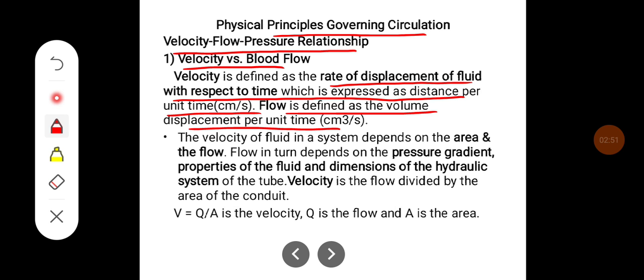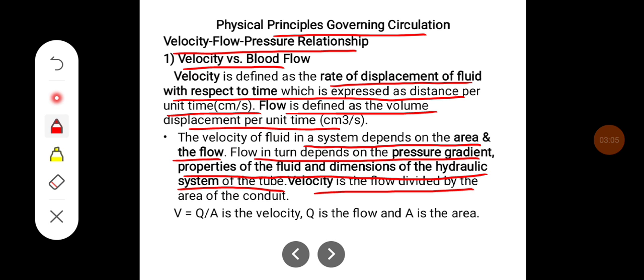The velocity of the fluid in a system depends on an area and flow. The flow in turn depends on the pressure gradient, properties of the fluid, and dimensions of the hydraulic system of the tube. Velocity is the flow divided by the area of the conduit. So here V is equal to Q by A, where V is the velocity and Q is the flow and A is the area.